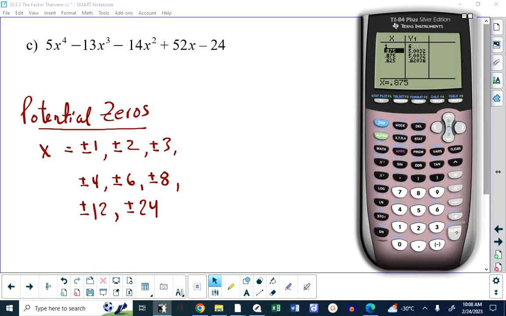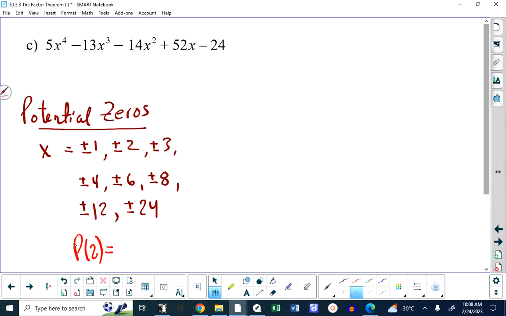1. I always start with 1. Nope, negative 1. No, 2. 2. Okay. So P of 2 equals 0. That tells us x minus 2 is a factor.